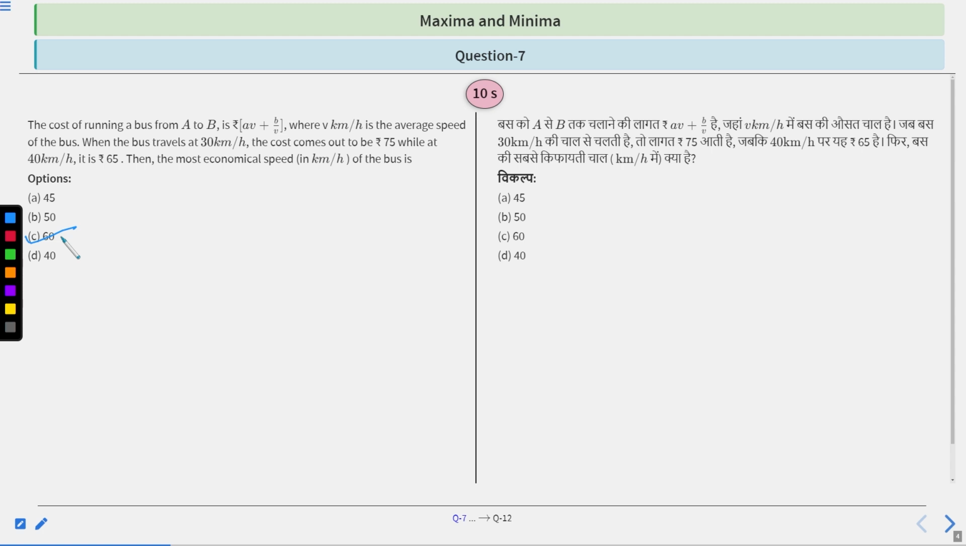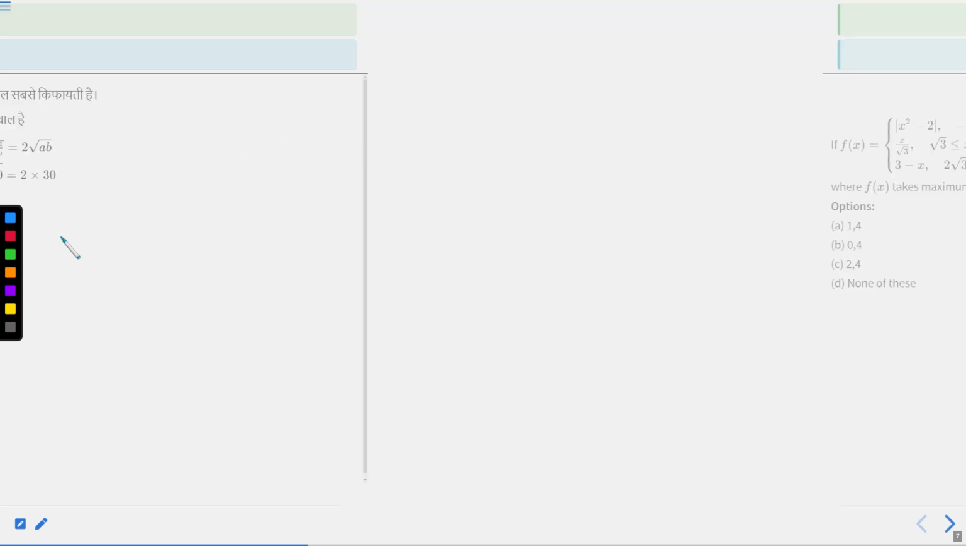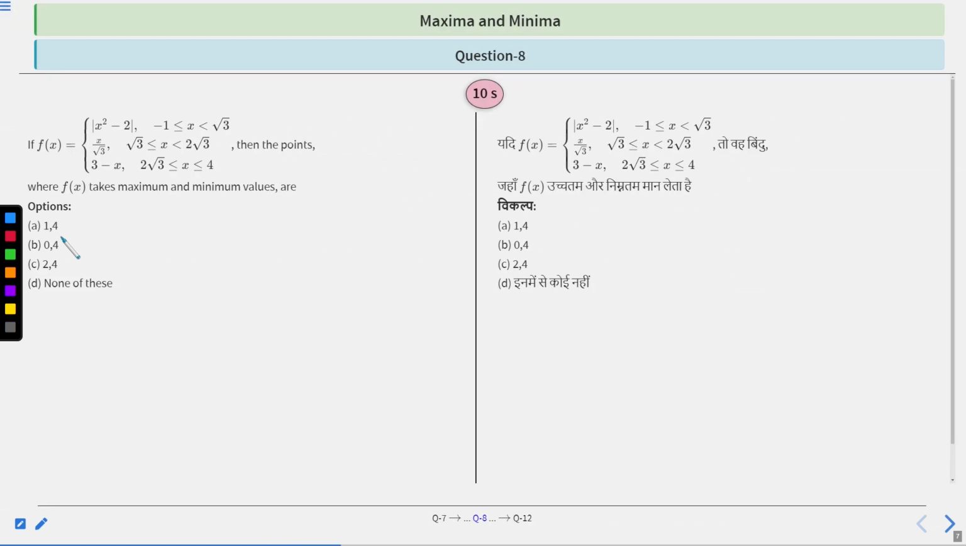Okay. So let's move to the next question. Question number 8, which says if f(x) is equal to |x² − 2| when x is between −1 to root 3, x by root 3 when x is between root 3 to 2 root 3, and 3 − x when x is between 2 root 3 to 4, then the points where f(x) takes the maximum and minimum values are, okay.